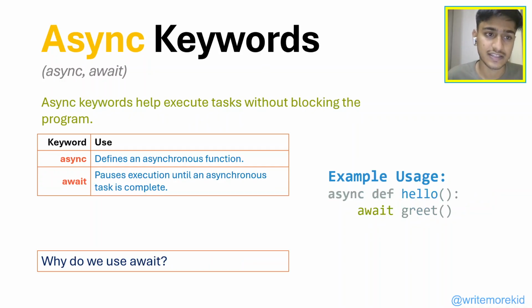Then we have async keywords. So async keywords help you execute tasks without blocking the program. Async defines an asynchronous function, and await pauses execution until an asynchronous task is complete. For example, when can we use it? Let's say you have developed a program where the system is generating a welcoming image and it sends an OTP.